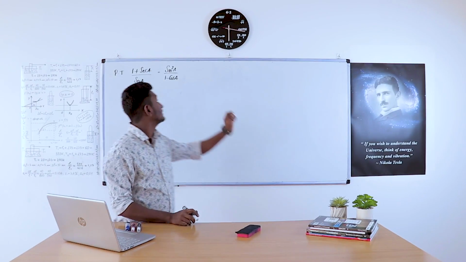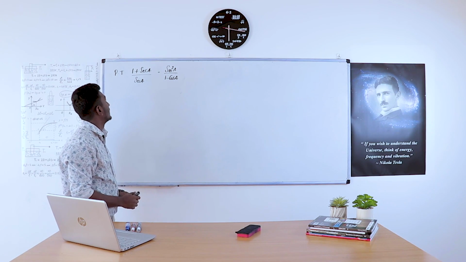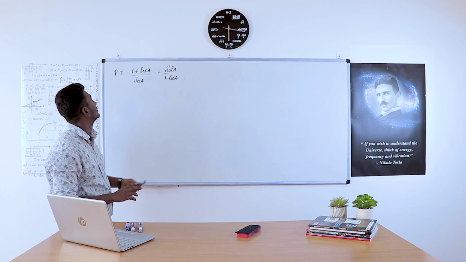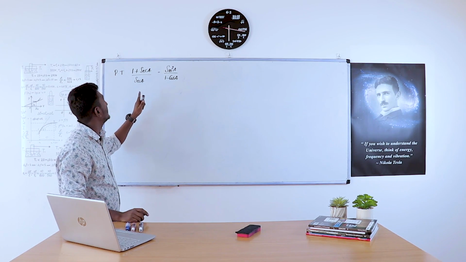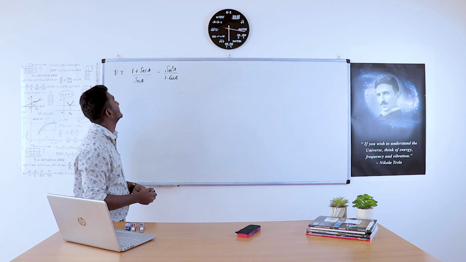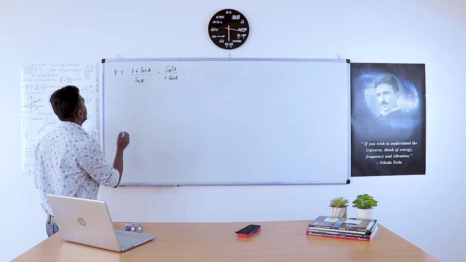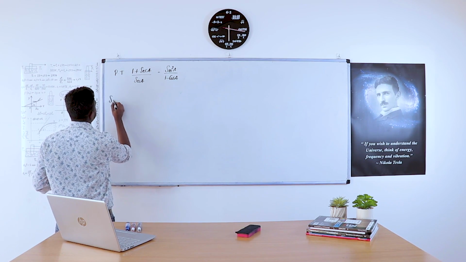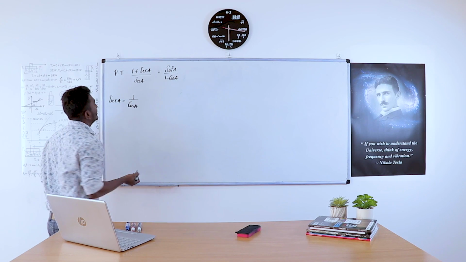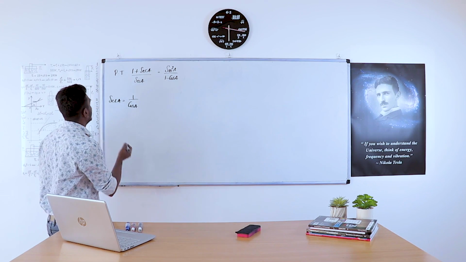Okay. Next one, prove that 1 plus sec A by sec A is equal to sin square A by 1 minus cos A. So here I am going to substitute sec A is equal to 1 by cos A.